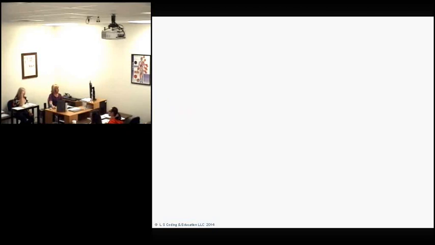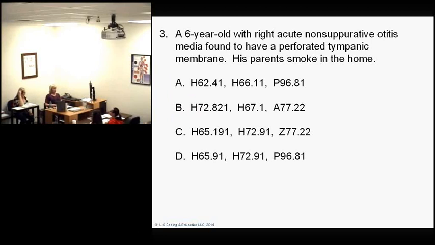Okay, number 3. 6-year-old with right acute non-suppurative otitis media found to have a perforated tympanic membrane. His parents smoke in the home. So make sure when you find the right code in the index that you read the guidelines at the 3-character main category.